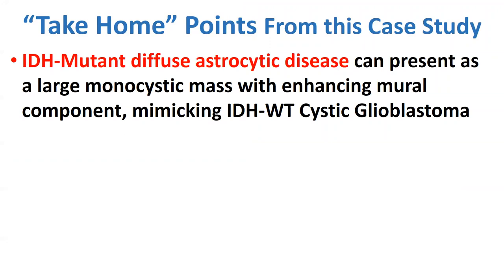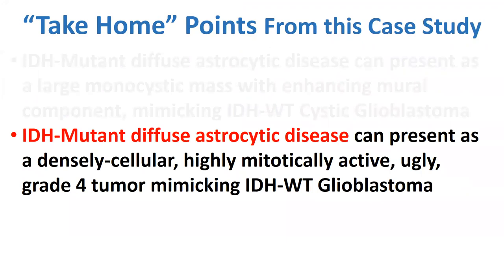IDH mutant diffuse astrocytic disease can present as a large monocystic mass with enhancing mural components, not a nodule. It's usually not a nodule, it's a component. All right. Mimicking IDH wild type cystic glioblastoma, which is usually going to be the case, cystic glioblastoma is going to be IDH wild type. IDH mutant diffuse astrocytic disease can present as a densely cellular, highly mitotically active, ugly grade 4 tumor mimicking IDH wild type glioblastoma. The majority do not.